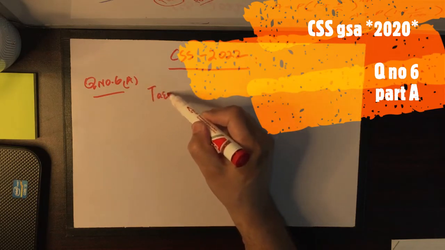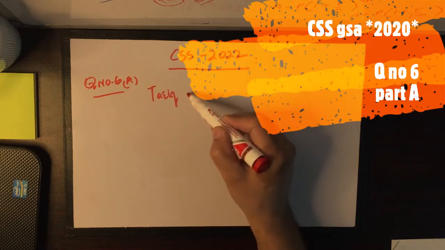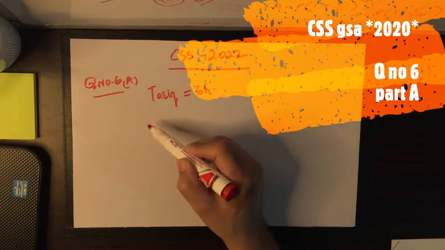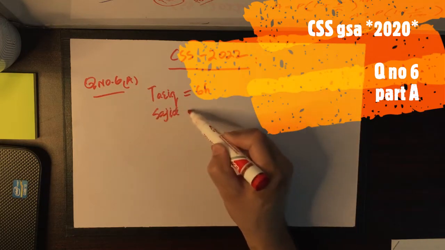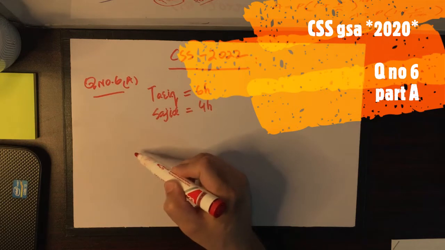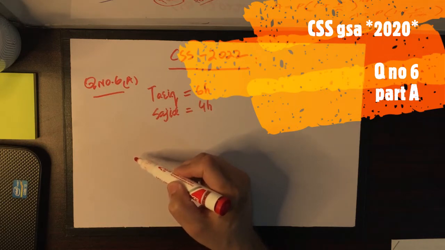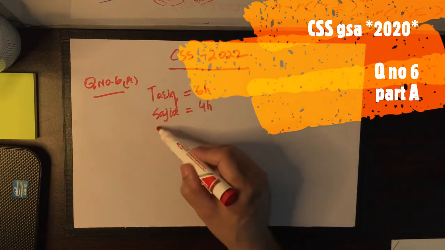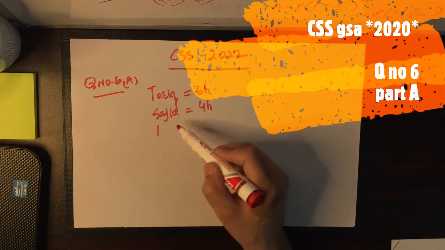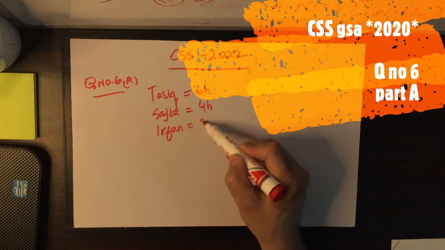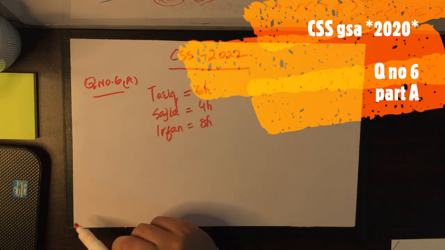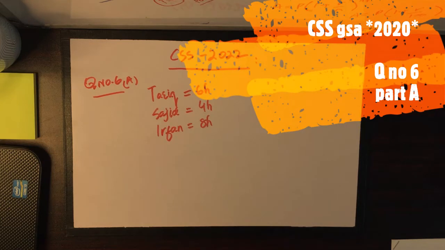Tariq can do a job in 6 hours. Sajid does the same job in 4 hours. Irfan does the same job in 8 hours.